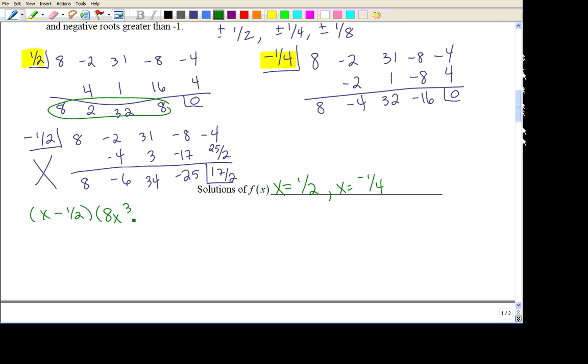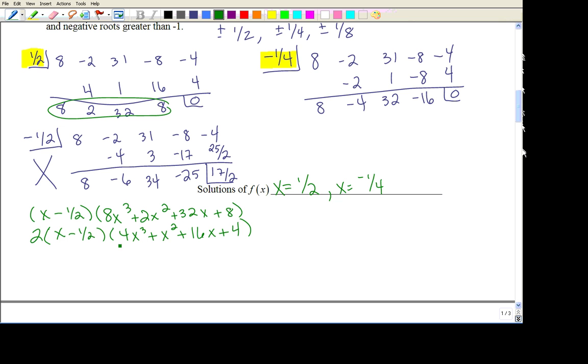8x cubed plus 2x squared plus 32x plus 8. So let's just see if we can factor this. I do see a greatest common factor of 2, so I'll just put that in the front. And we have x minus 1/2. And so now what we've got is 4x cubed plus x squared plus 16x plus 4.